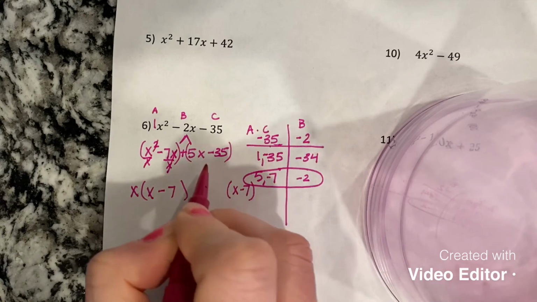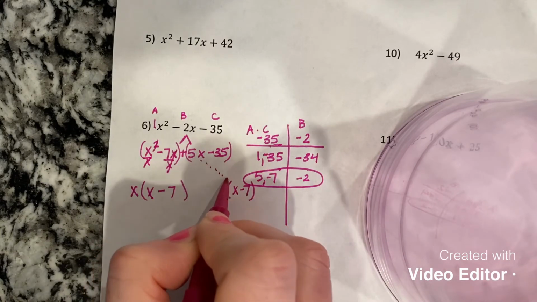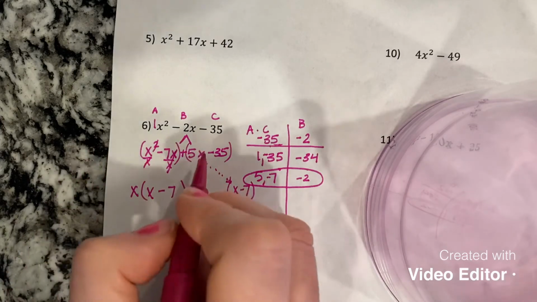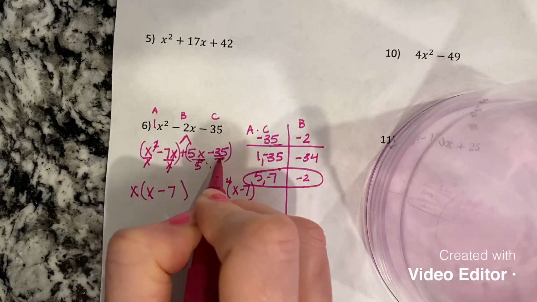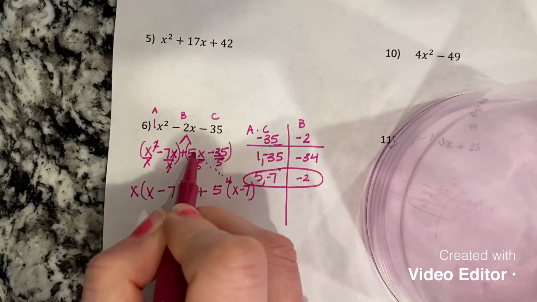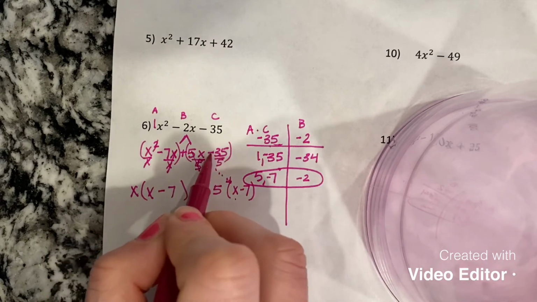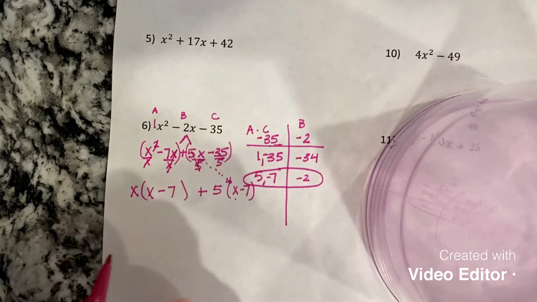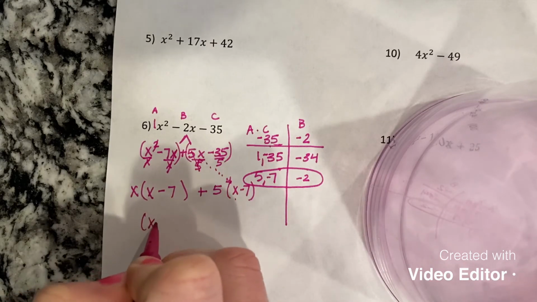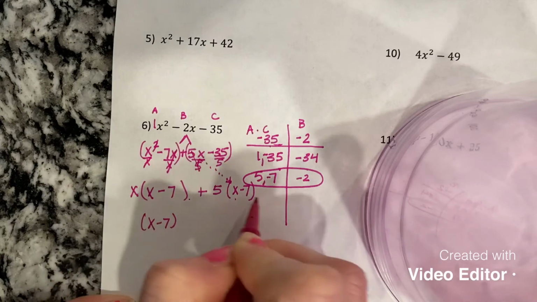So the question becomes, how do I get this 5x to look like x? What do I have to take out? I have to take out a 5. So you divide by 5, divide by 5. Those cancel out. You get x. Negative 35 divided by 5, you get 7. So then you take your repeat, and you get x minus 7 because they both have those.